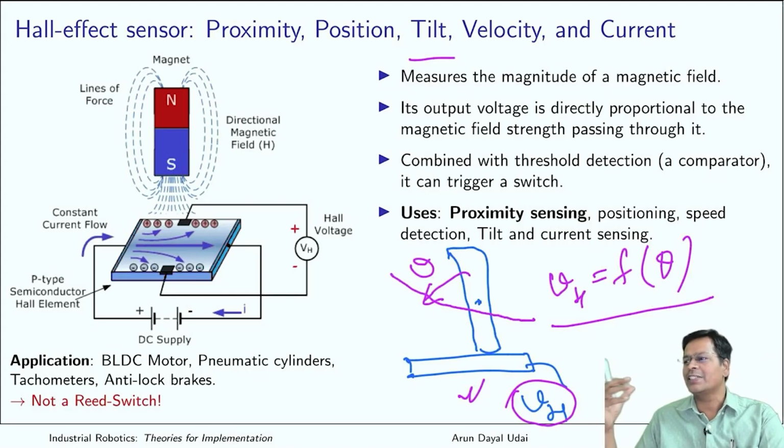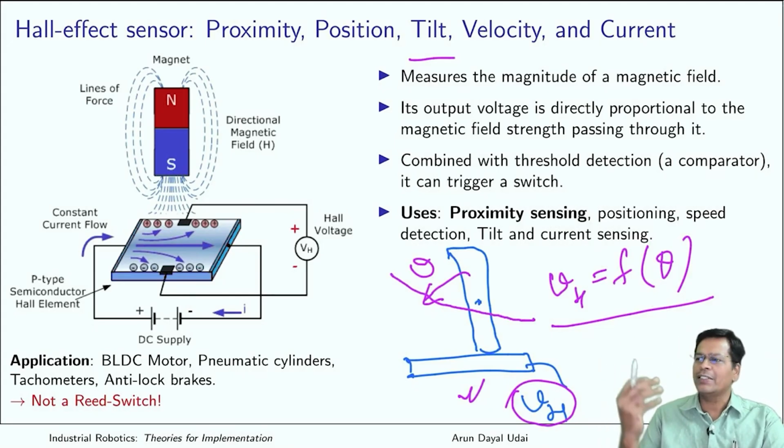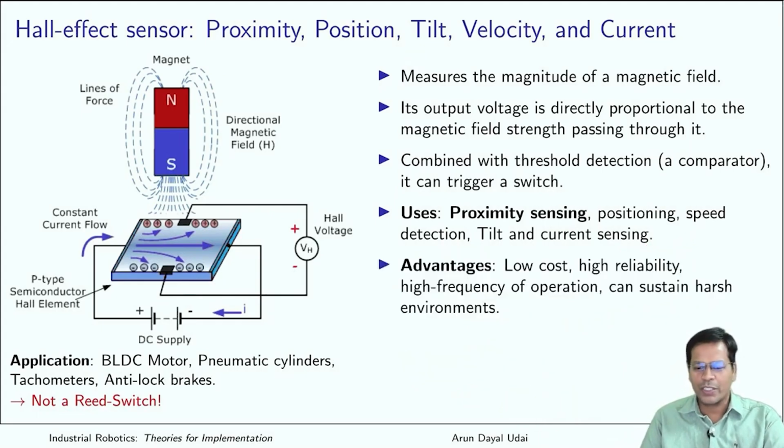Any change in Hall voltage due to any reason can be detected. Any environmental changes can be detected. Okay, so advantages are many. It is very, very low cost. These materials are very inexpensive and highly reliable. They don't change their property over a small period of time; maybe for years they remain like that. A high frequency of operation: with a very high frequency you can change the magnetic field, and still it can detect high or low.